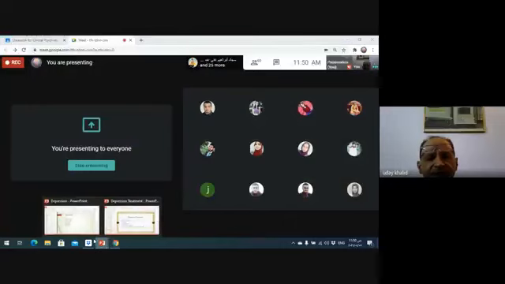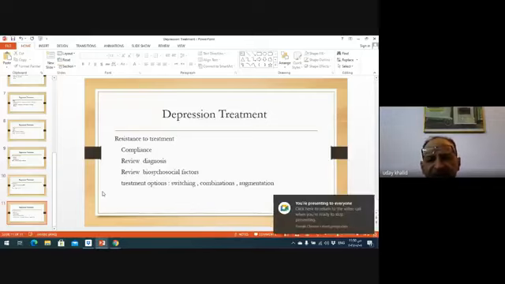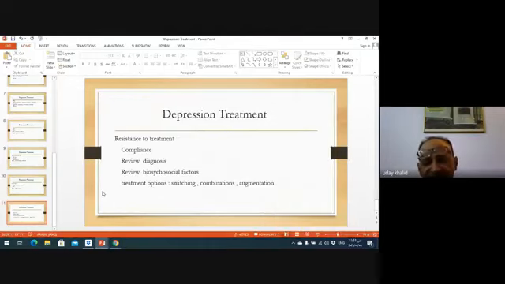تشوفون هنا compliance, review of diagnosis, review the biopsychosocial factors. ليش دا يصير هذا الدبرشن؟ It is unlikely that it is caused by venlafaxine, but it may be caused by other factors that are still hidden, not clear. Or it could be that truly we are really dealing with a treatment resistant case.